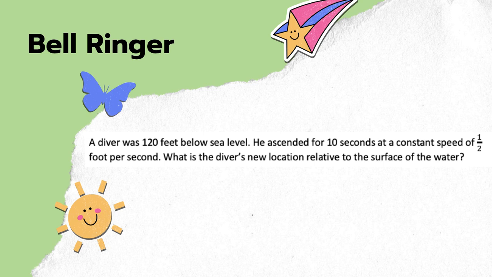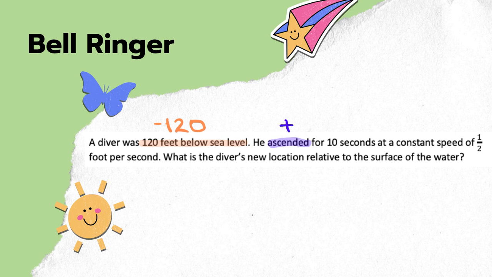All right, second bell ringer. We have a diver, and he was 120 feet below sea level. What integer represents the diver's current location of 120 feet below sea level? Millie? Negative 120. -120. Okay, it said he ascended. What is ascending? Going up. So we're going to increase where he's at.